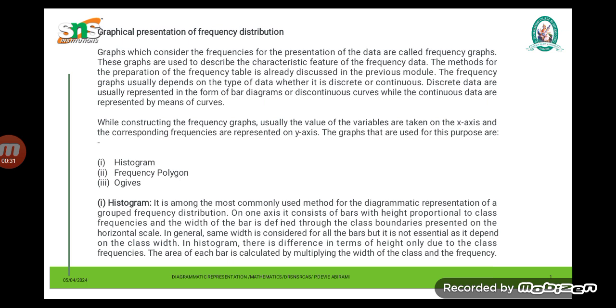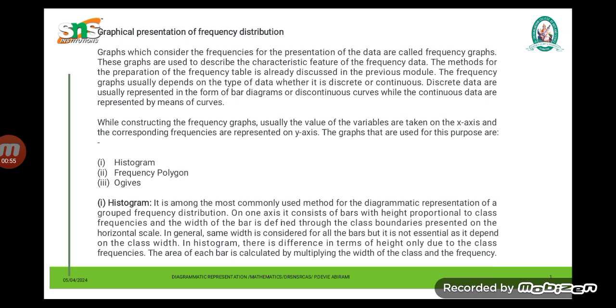The methods for the preparation of the frequency table were already discussed in the previous module. The frequency graph usually depends on the type of data, whether it is discrete or continuous. The types of graphs will differ according to the data. Some of the graphs are histogram, frequency polygon, and curve.